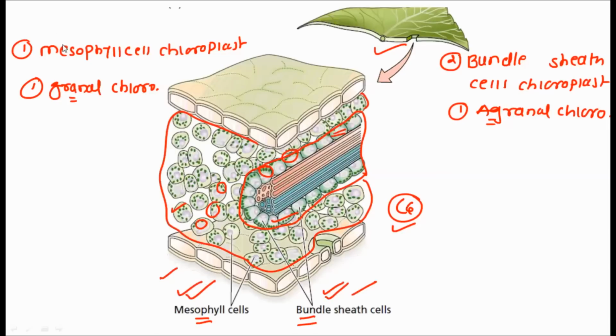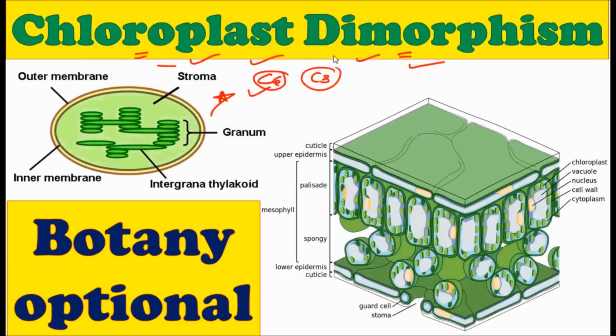That is, the mesophyll cells show such a type of chloroplast in which the grana are present, while the chloroplasts of bundle sheath cells are agranular, that is, they do not have any grana in their chloroplast. To know where the grana is, you can observe here, we have here the granum, right? So in mesophyll cells, these grana are present, while in bundle sheath cells, these grana are absent.